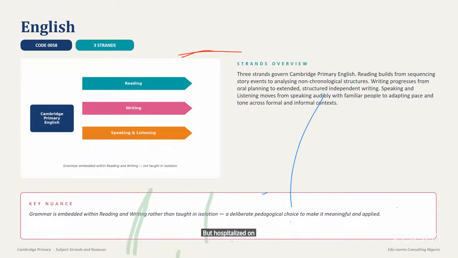Now let's go on. Now you can see here, English language has 3 strands: reading, writing, speaking. Listen very well. That's the strand.